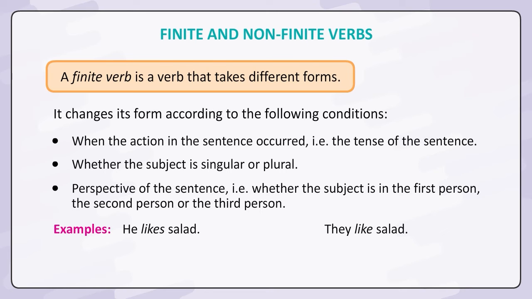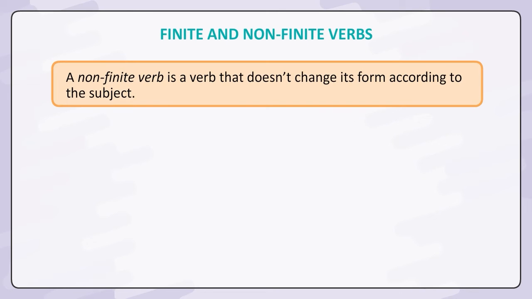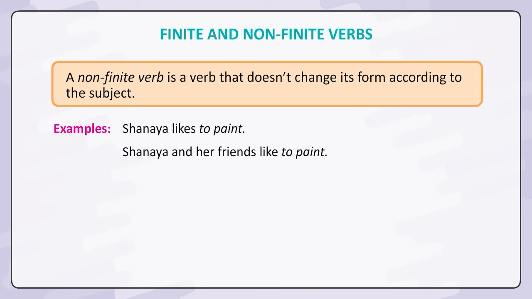They like salad. A non-finite verb is a verb that doesn't change its form according to the subject. Examples: Shania likes to paint. Shania and her friends like to paint.